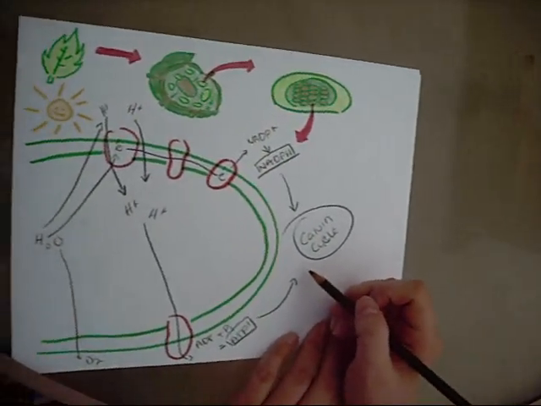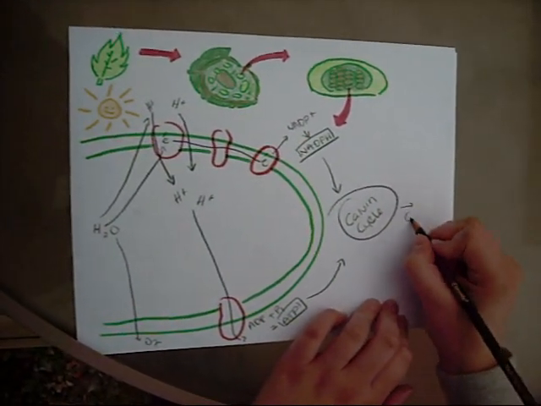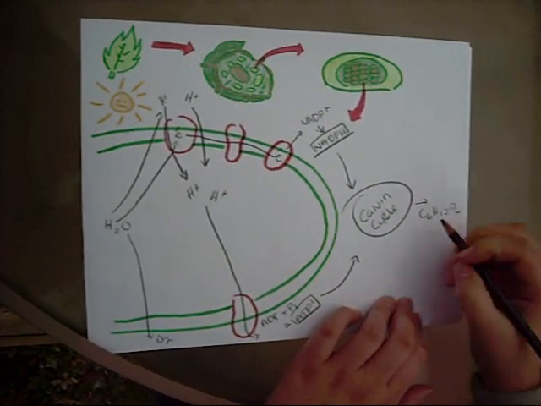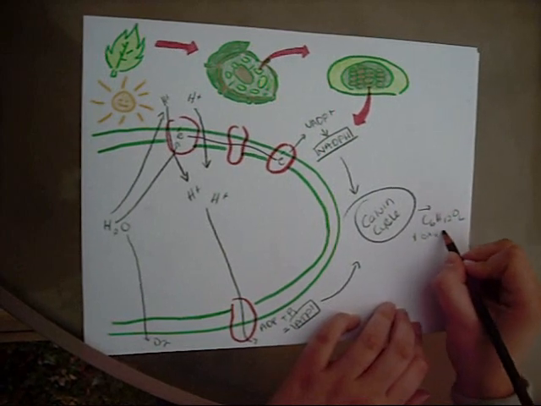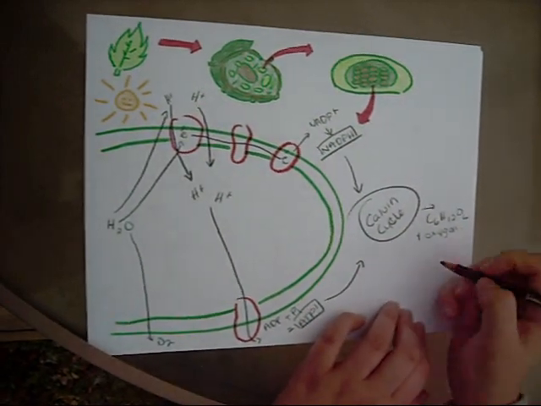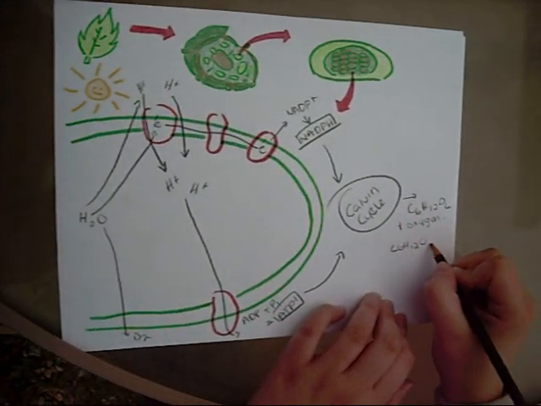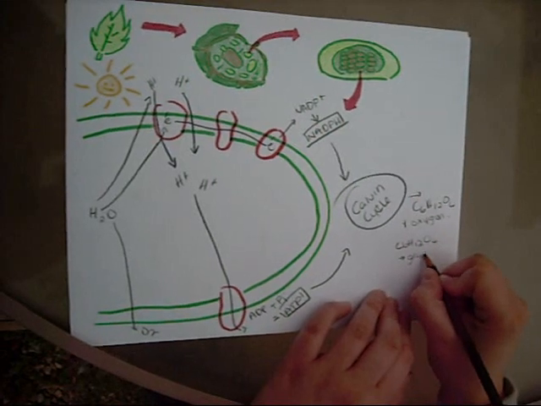And then they go through a series of reactions to create C6H12O6 and oxygen. C6H12 and O6 is glucose.